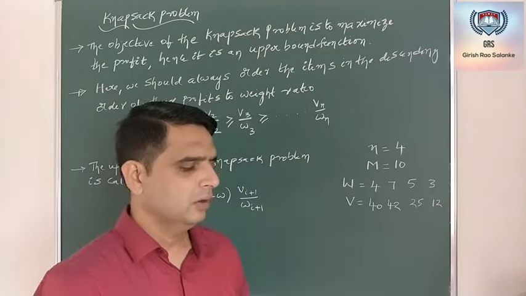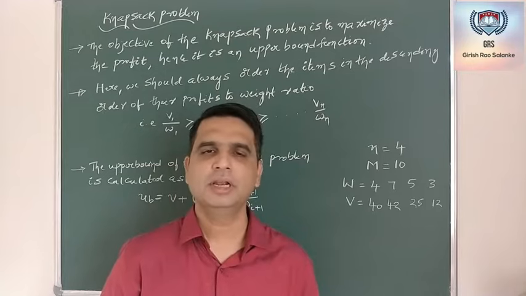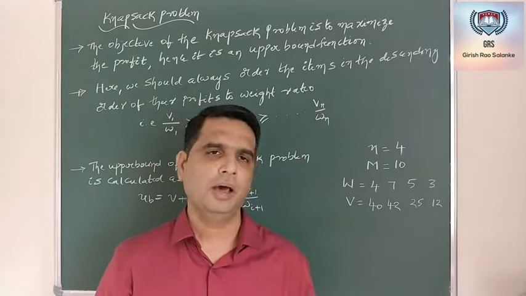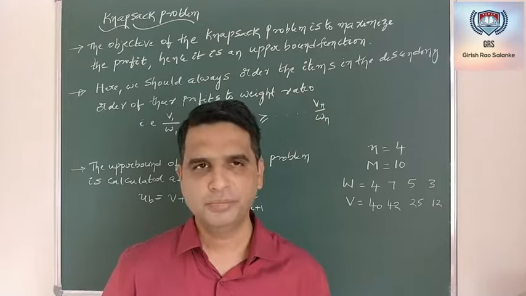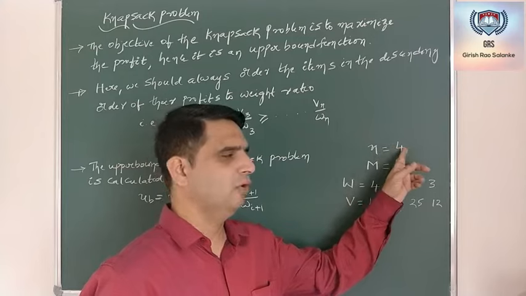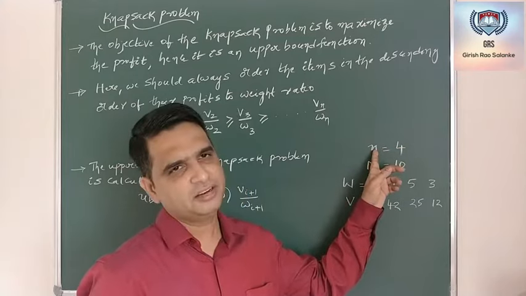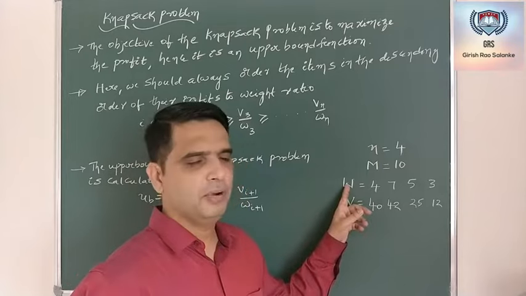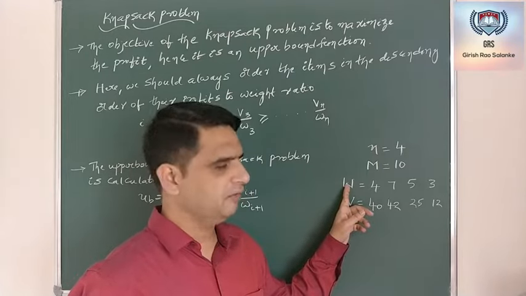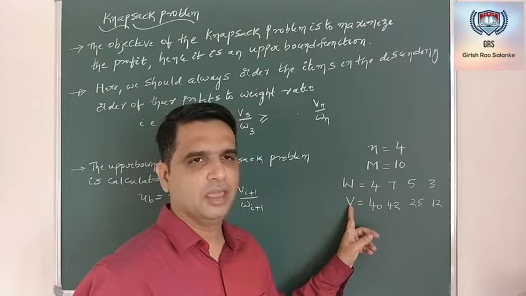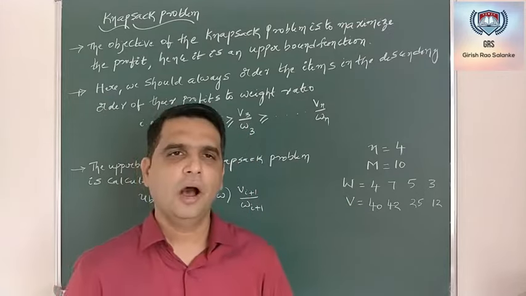Now coming to the knapsack problem, we know that the inputs to the knapsack problem are the number of objects denoted with n. I have taken one such example wherein n is equal to 4, and the objects will be associated with weights denoted with W, and each of those objects will be associated with profit or values denoted with V. Now, what is the objective?